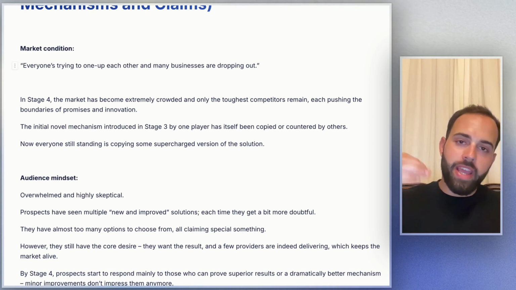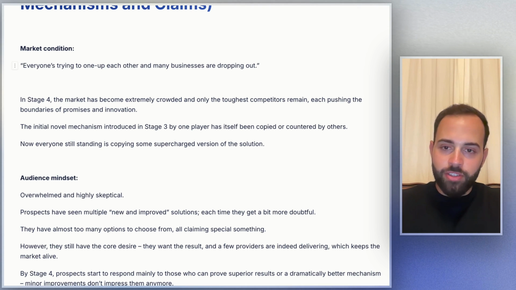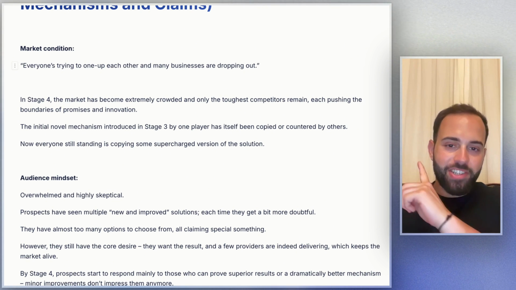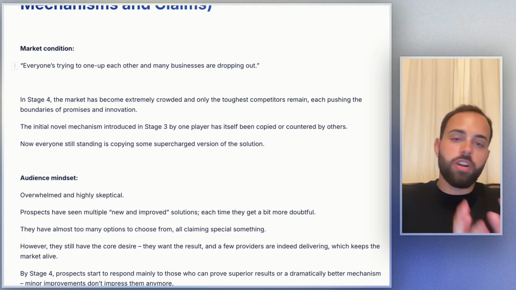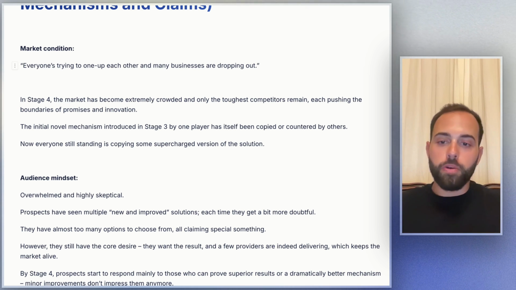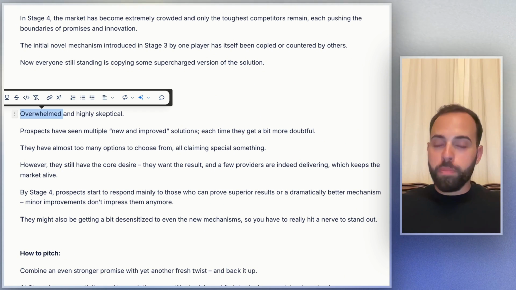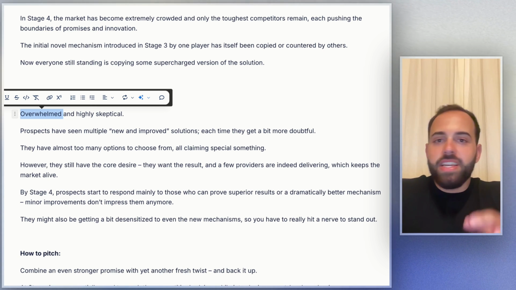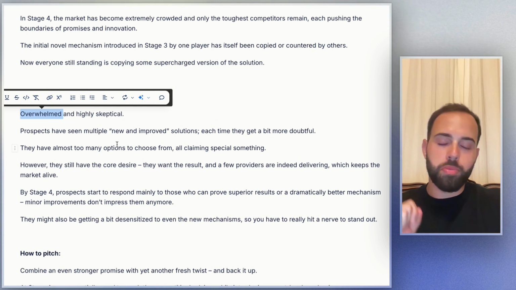We're going to promise more, we're going to innovate more, we have a bigger claim, a better guarantee. And the initial novel mechanism that was introduced in stage 3 by one player has now been copied or countered by everyone else in the market. So the mindset here is not only highly skeptical, but also overwhelmed by options, by new and improved options. And every time they see some new form of this solution, they get more skeptical and more doubtful. They almost have too many options to choose from.